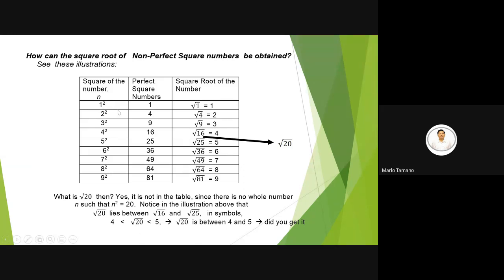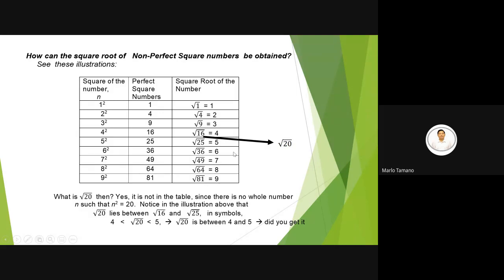2 squared is 4. 3 squared is 9. 4 squared is 16. 5 squared is 25. 6 squared is 36. 7 squared is 49. 8 squared is 64. 9 squared is 81. Now, square root of the number: square root of 1 is 1. Square root of 4 is 2. Square root of 9 is 3. Square root of 16 is 4. Square root of 25 is 5, and so on.